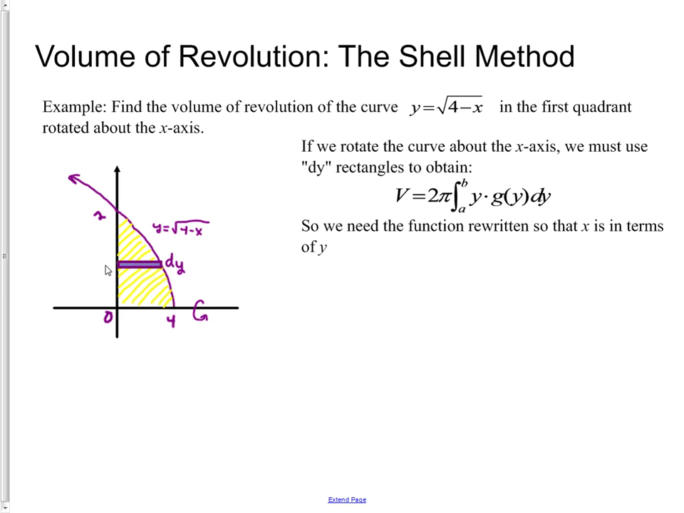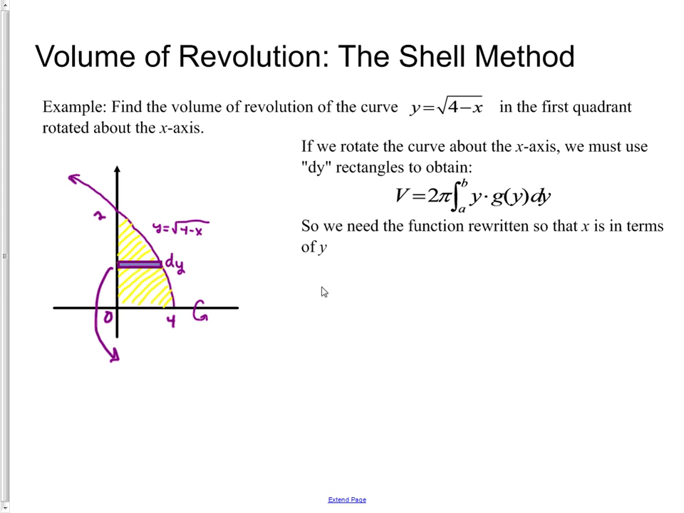If we're going to form shells by going about the x-axis, that means that this guy right here is going to be rotated. Okay, so that means it has to be dy. So right now our function is not in a good form, right? If we rotate a curve about the x-axis, we must use dy rectangles, and we're going to obtain something like 2 pi times the integral from a to b, whatever those limits are, of y, representing our radius, times g of y, representing our height, right, of our shell, times dy, which is our thickness.